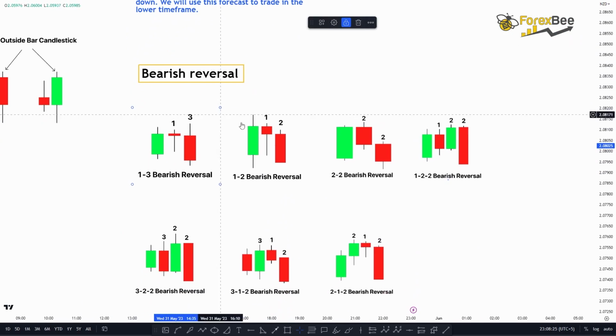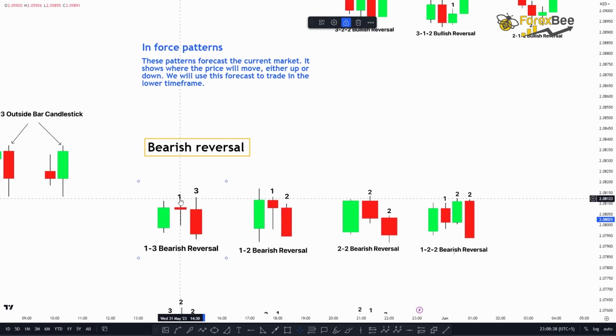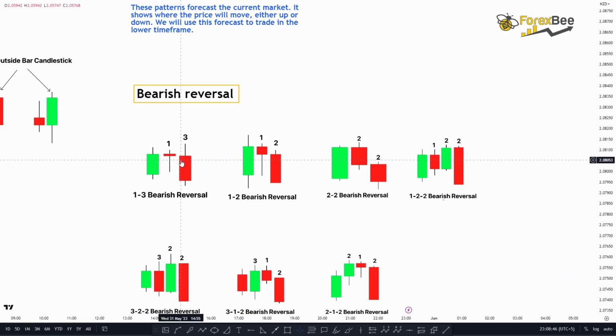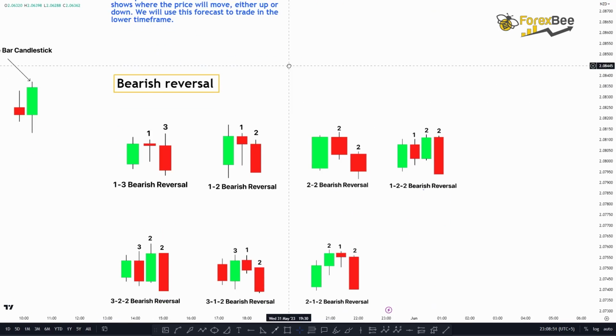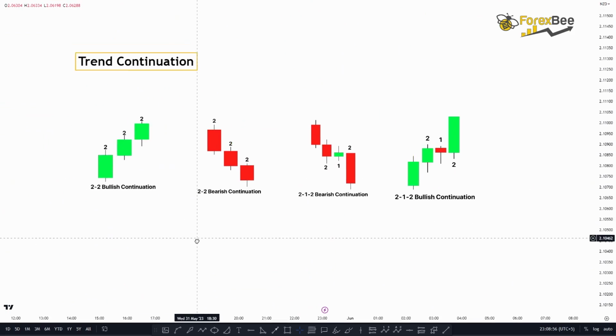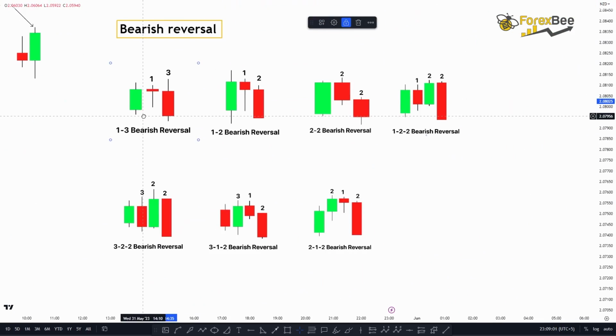For example, we'll be detecting these candlestick patterns on the daily time frame, and then we can go down and look for any day trading opportunities at a lower time frame, like 5-minute, 10-minute, or 15-minute. So these in-force patterns don't give us direct take profit and entry levels, but they provide us with a market direction, like where the market will be headed next. So these are called in-force patterns. And again, we can break them down into bearish reversal patterns, bullish reversal patterns, and trend continuation patterns. Let's go through these one by one so that you'll understand how they work.